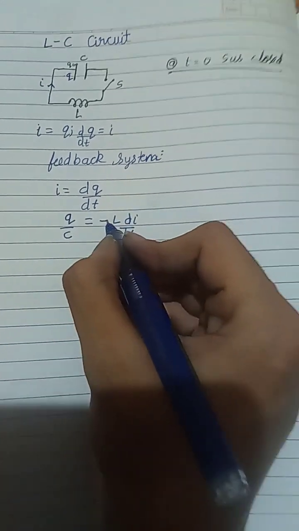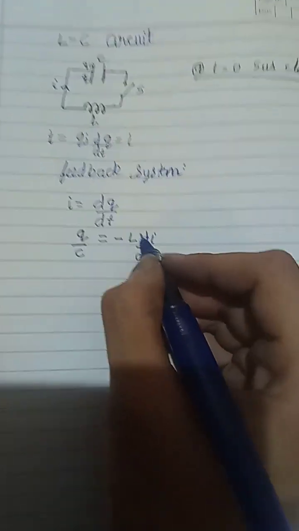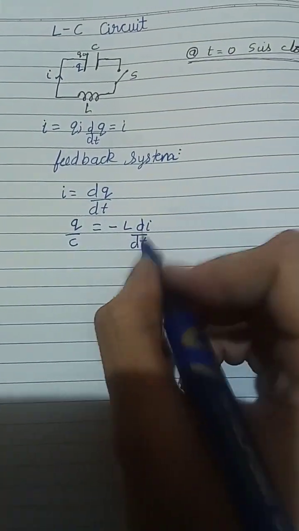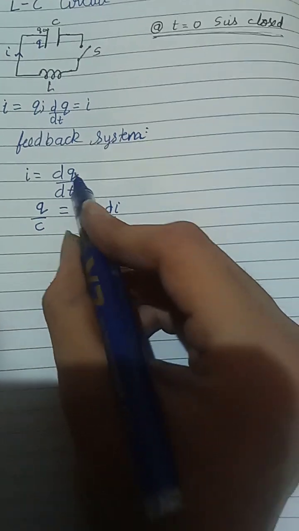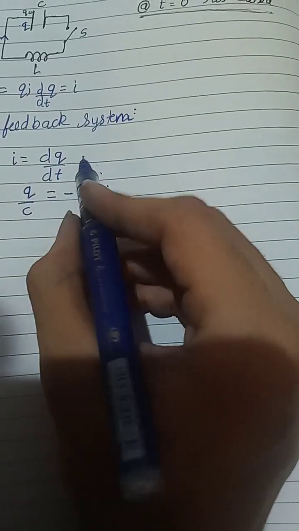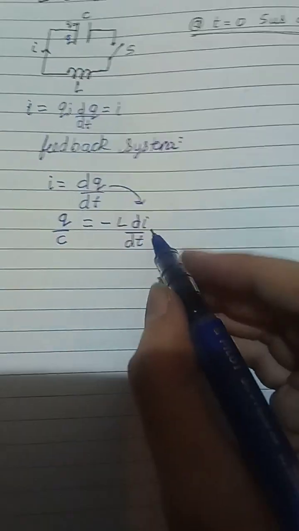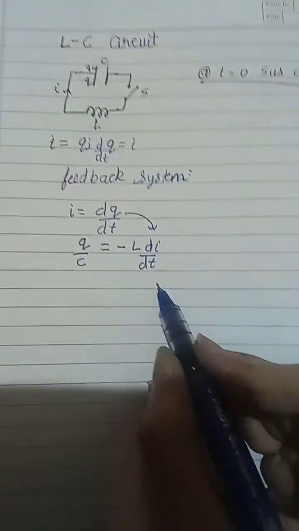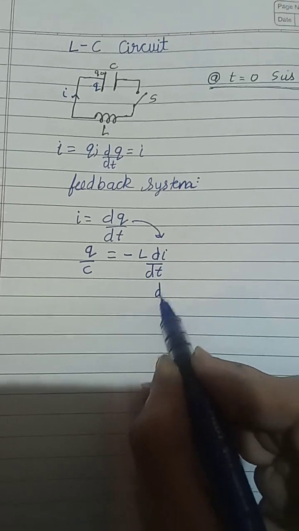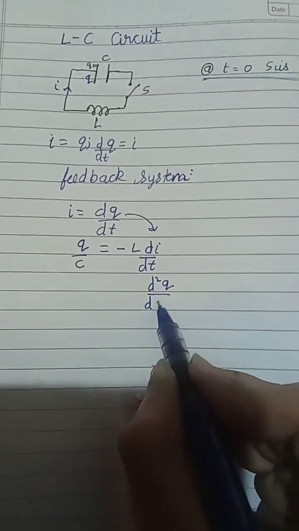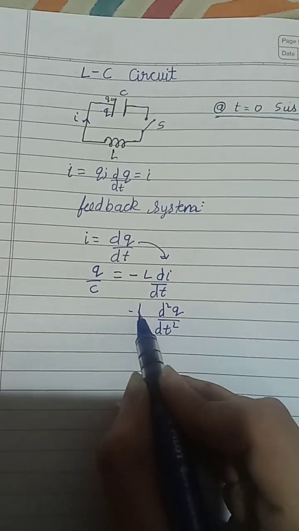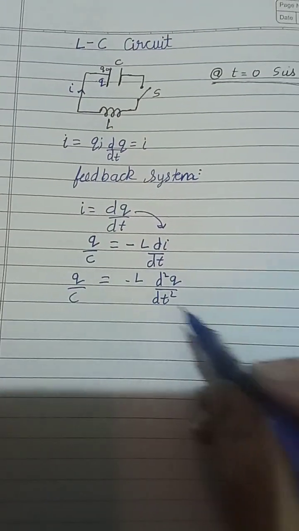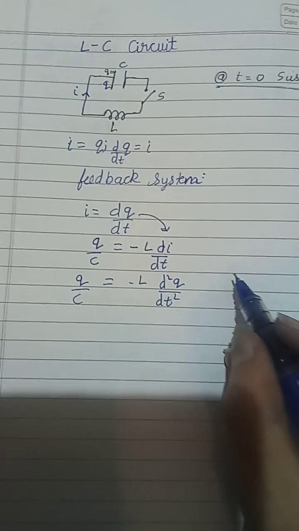Now, why minus here? The reason is quite simple, because the current is going in the opposite direction. Now we have this equation. We have to put I here, and after putting I here, we'll get the double differential of charge, which is d square q by dt squared. Now we can clearly see this is an SHM equation.